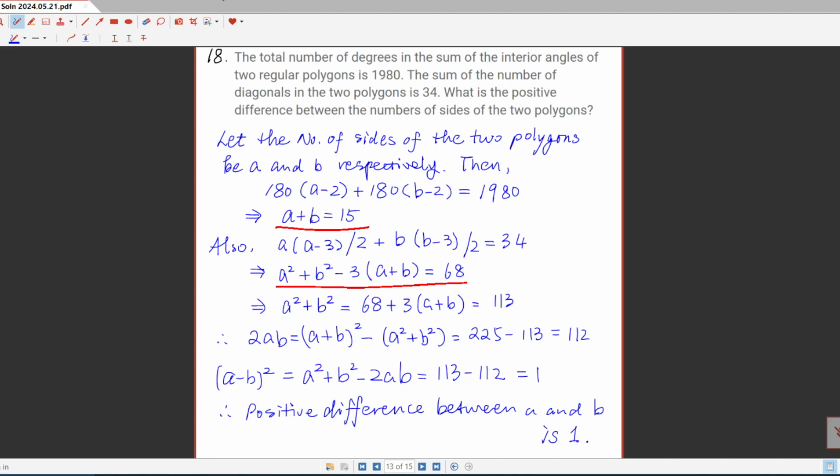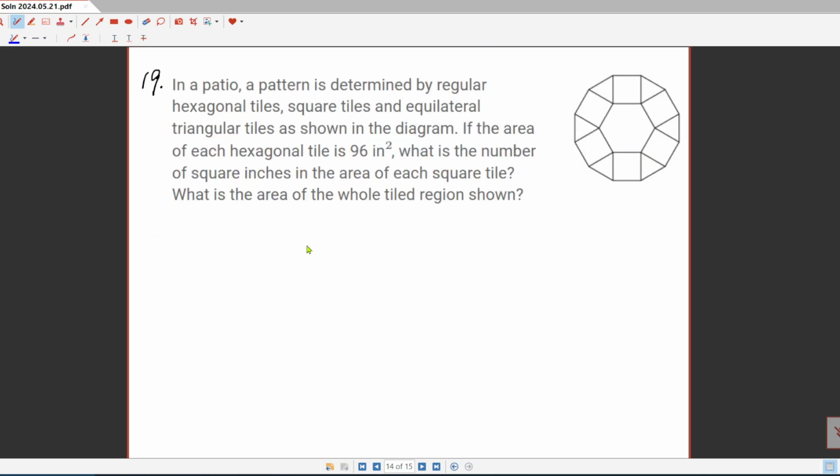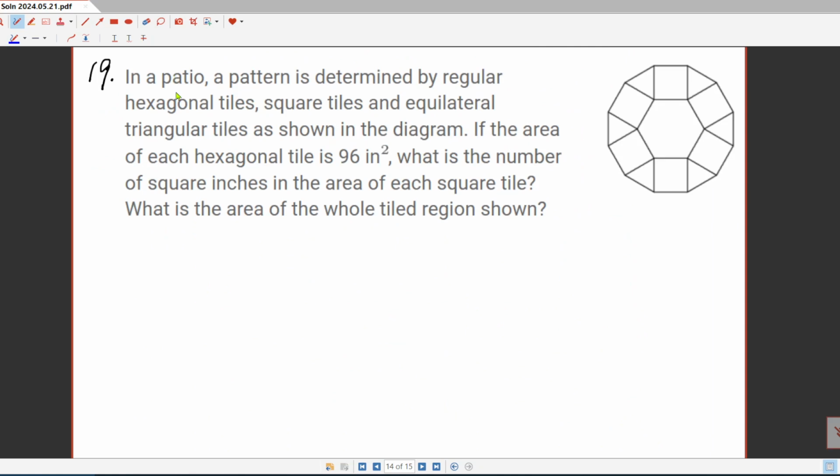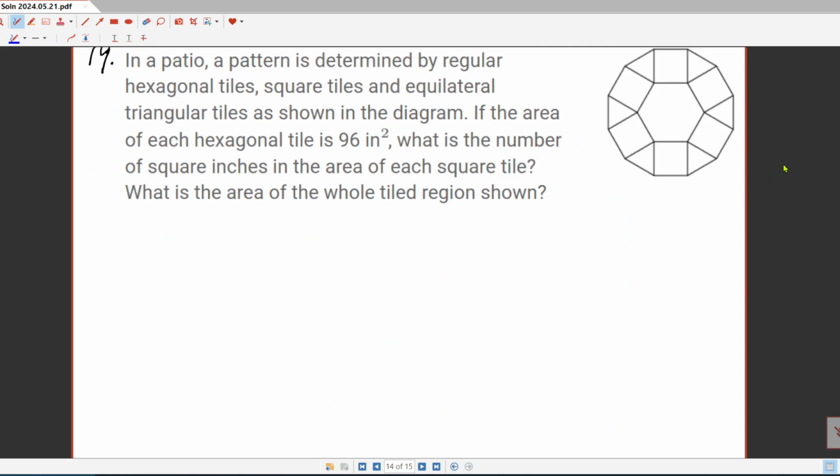All right, then let's have a look at the next one. Question 19. Okay, in a patio, a pattern is determined by regular hexagonal tiles, square tiles, and equilateral triangular tiles, as shown in the diagram on the right.